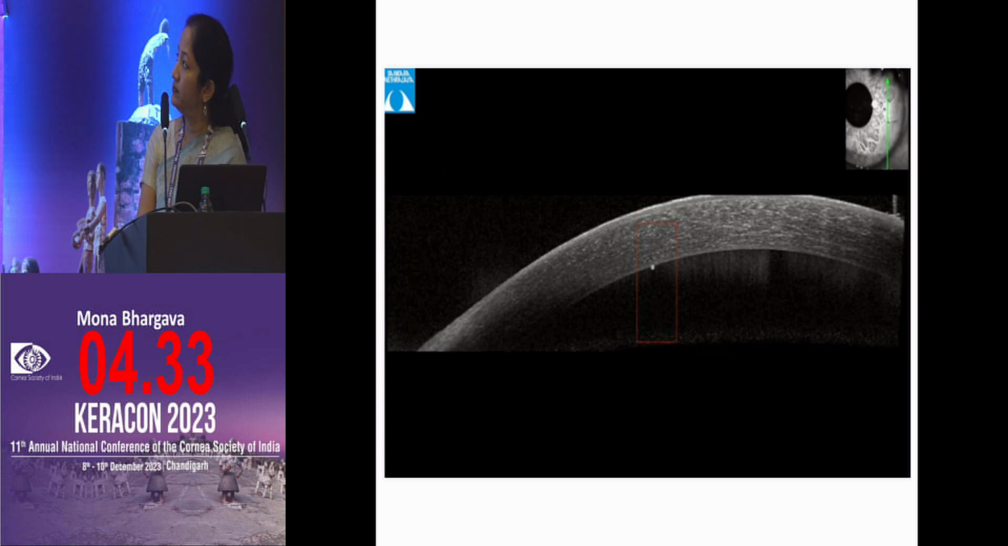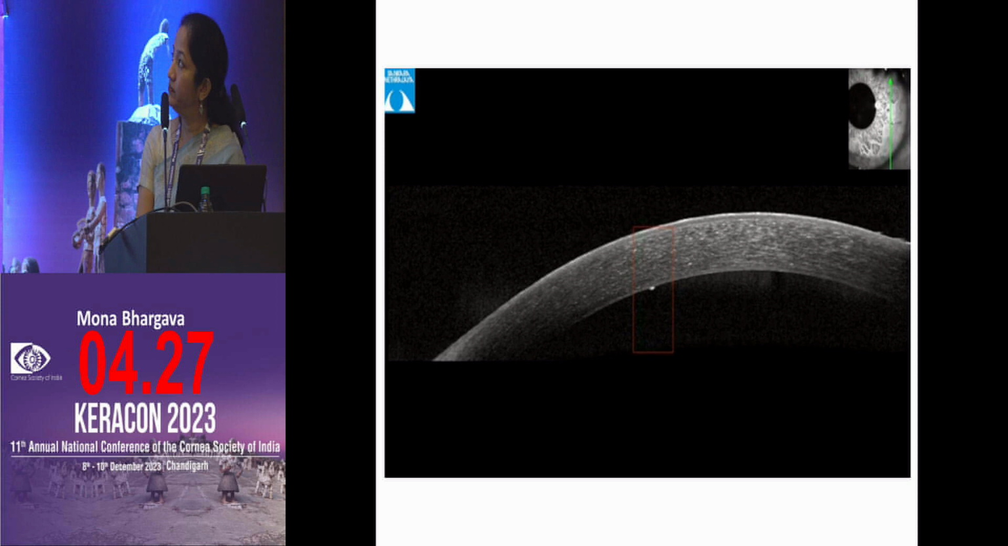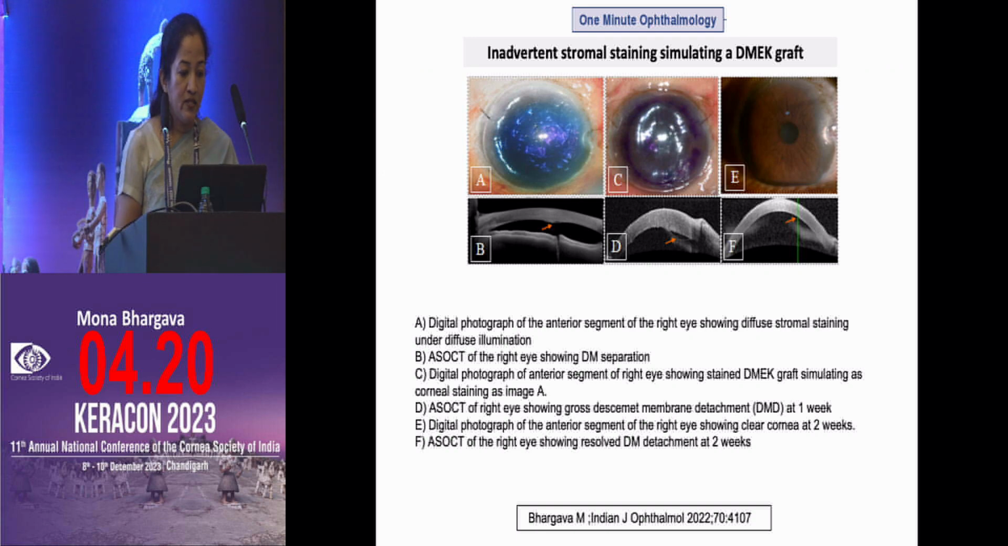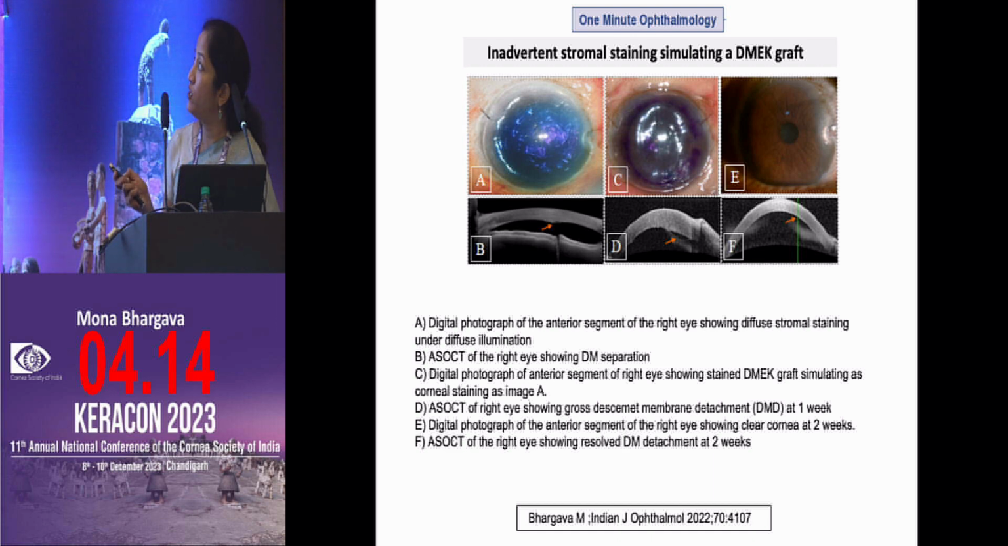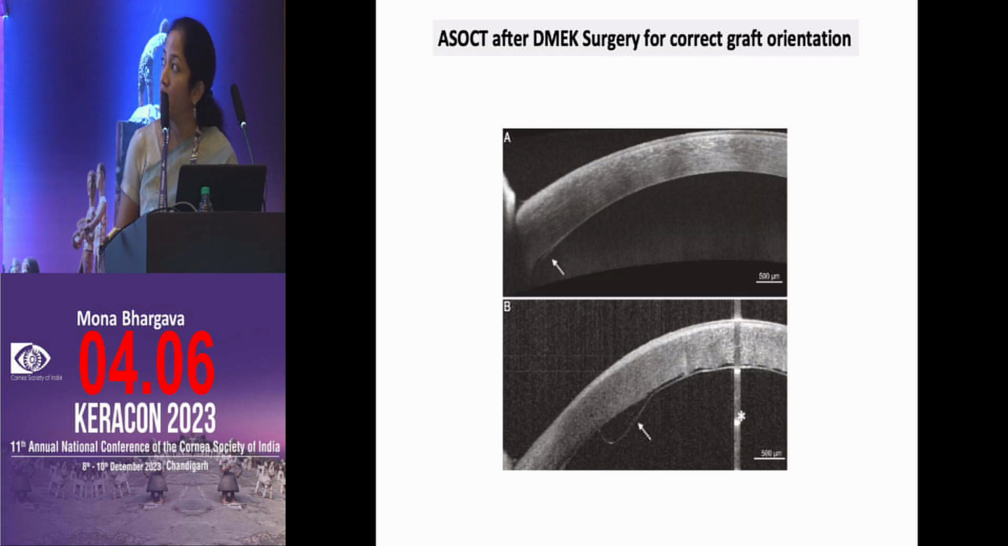Thus, breach of the Descemet's by the CT tip was clearly shown in the vertical scans of ASOCT, which was difficult to delineate in the horizontal scan. Here we see an area of DM separation which increased to a DMD and resolved at 2 weeks interval. This actually mimicked a DMEK graft caused by inadvertent stromal staining during cataract surgery.